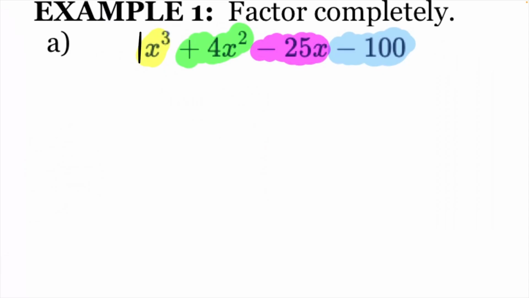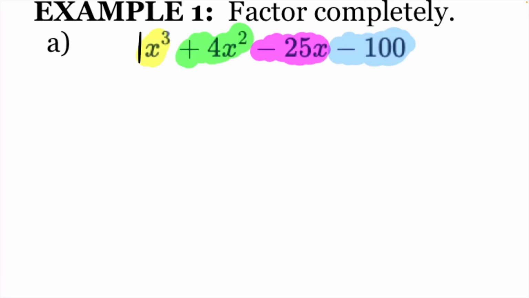So 1, 4, negative 25, negative 100, right? Is there anything besides 1 I can divide them all by? No. Can I divide them by x? Can I take x's away from each of them? No, because the last one doesn't have an x. So the GCF is just 1. Okay, you can write it down or you don't have to. If it's just 1, you don't need to write that down.